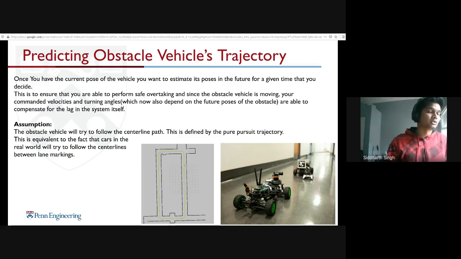which is the trajectory that we have found from the map. We say that I am more than confident that what I'm seeing is also racing against me, so it will follow the same track that I will, confined by these walls. So more or less, it's going to follow this pure pursuit trajectory, and this is equivalent to cars following the lane markings of the road. Taking that assumption, what can we do?